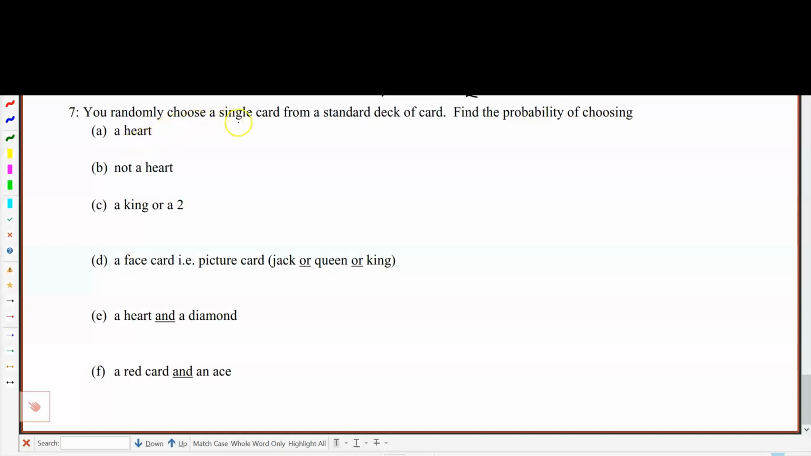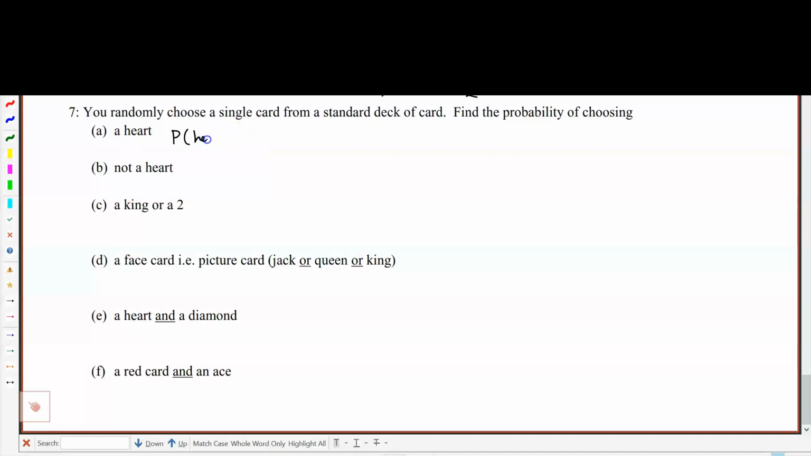You randomly choose a single card from a standard deck of cards. Find the probability of choosing a heart. Now, I will want you to be using this notation, so don't just give me the fraction. Use this notation and show me that you're going to find the probability, and then inside the parentheses, either write the verbal description of the event that you're trying to find the probability for, or if you want to tell me that you're going to call a heart, maybe you're just going to call that event H, then right here you could write H.